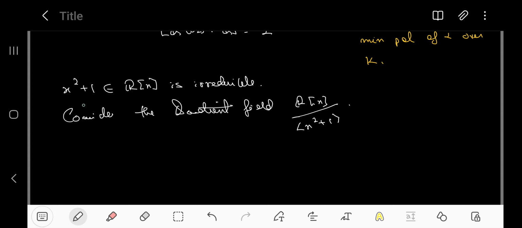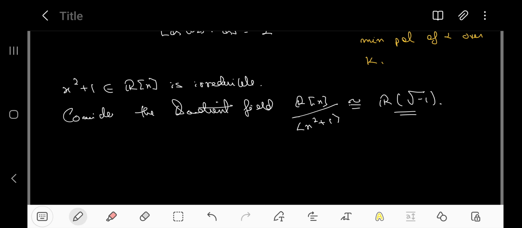Now obviously the root of this polynomial will be root of minus 1, right? So this quotient field must be isomorphic to the simple extension of R with root of minus 1. Clear? Now our claim is, or rather this is now very much clear to see, that this very field is our required complex field C, where we just denote this root of minus 1 as the symbol iota or I. Clear?